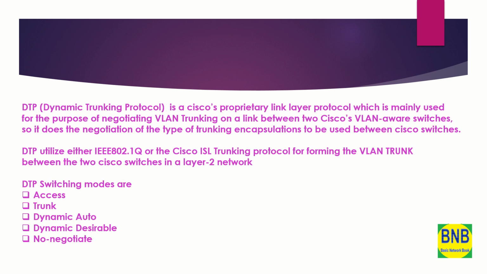So what do you mean by Dynamic Trunking Protocol? As I said, it's a Cisco proprietary protocol, and it is a link layer protocol which is mainly used for the purpose of negotiating the VLAN trunking link between two Cisco switches in your layer 2 network. So basically it's a negotiation protocol for creating a trunking link between your Cisco switches in our layer 2 network. It does a negotiation of the type of trunking encapsulation.